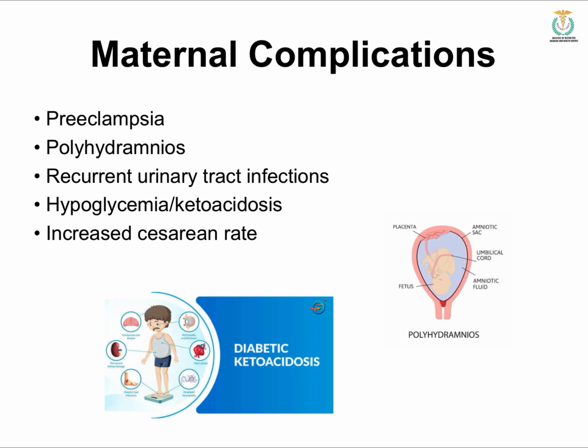And there can be an increased risk of cesarean delivery due to a big baby, that is the macrosomia condition. So our aim is to prevent these through early control and close follow-up. So these are the maternal complications you find if the mother is diagnosed with gestational diabetes mellitus in pregnancy.